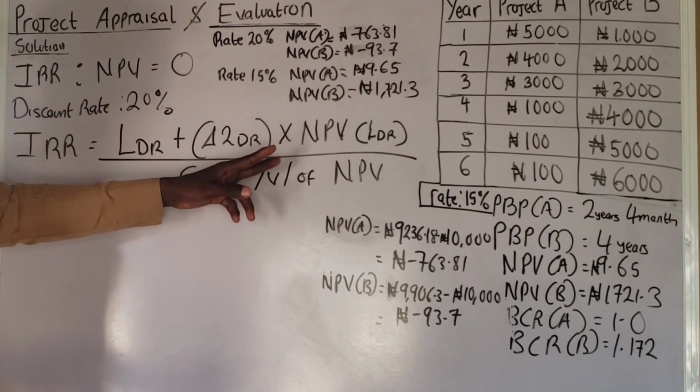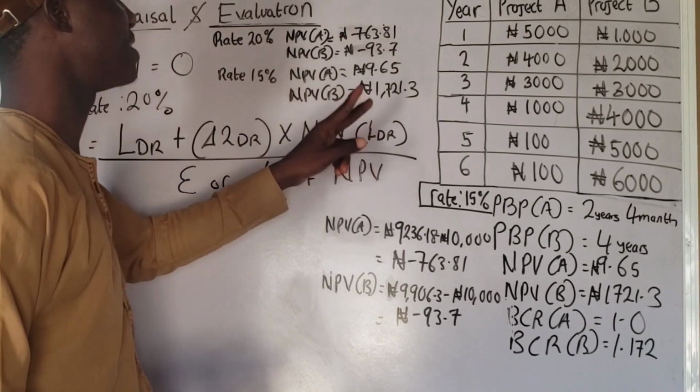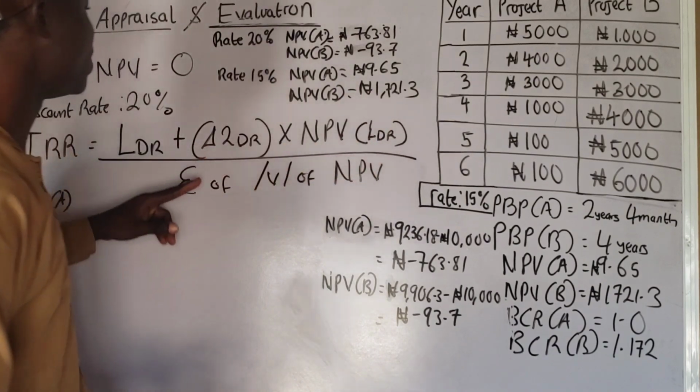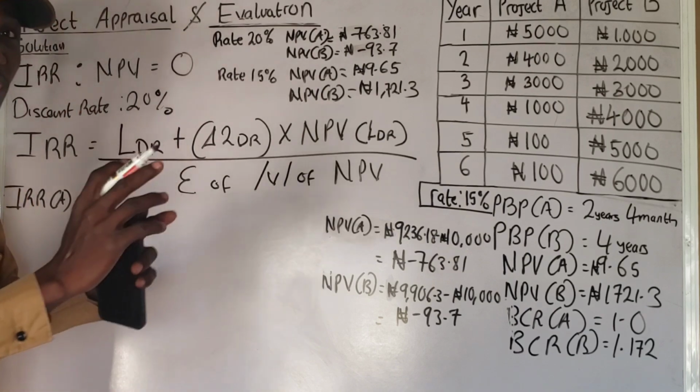You understand? Multiplied by the net present value of the lower discount rate all over the sum of the absolute value of NPV. Okay, please just pay attention. I'm going to explain.